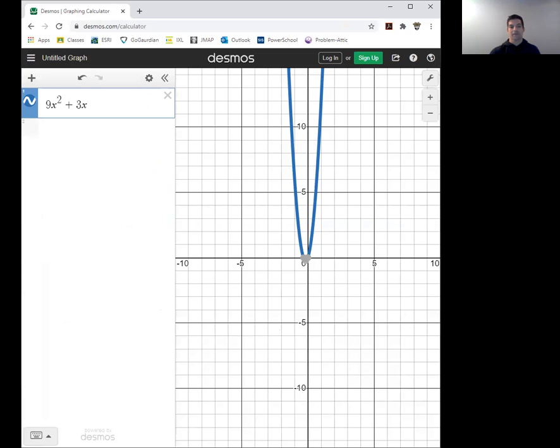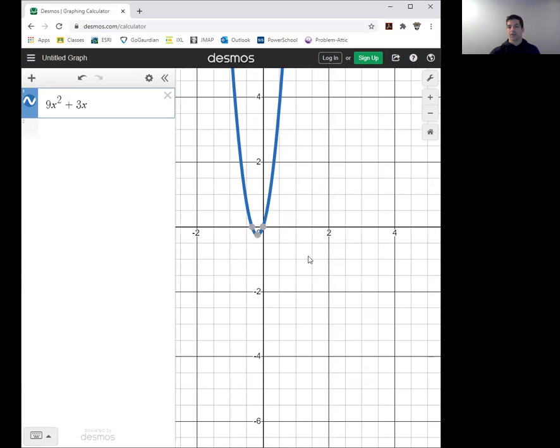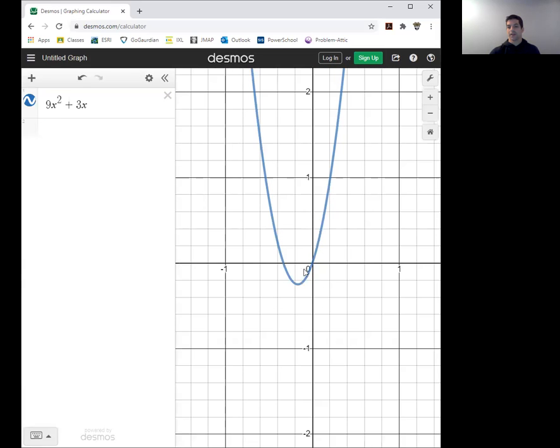And here I have the graph for 9x squared plus 3x. And I can look and see there that I have x-intercepts. This would be approximately negative 1/3, and this is 0 for my x-intercepts. Now I can also see my y-intercept is 0 there as well. So we do have the correct x-intercept and the correct y-intercept here for h of x.